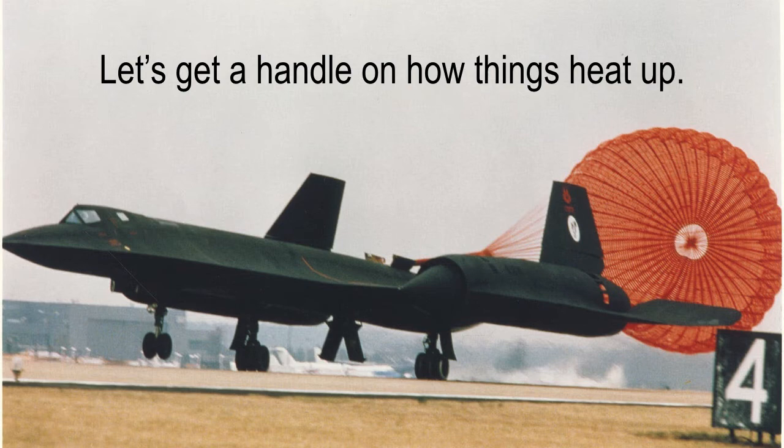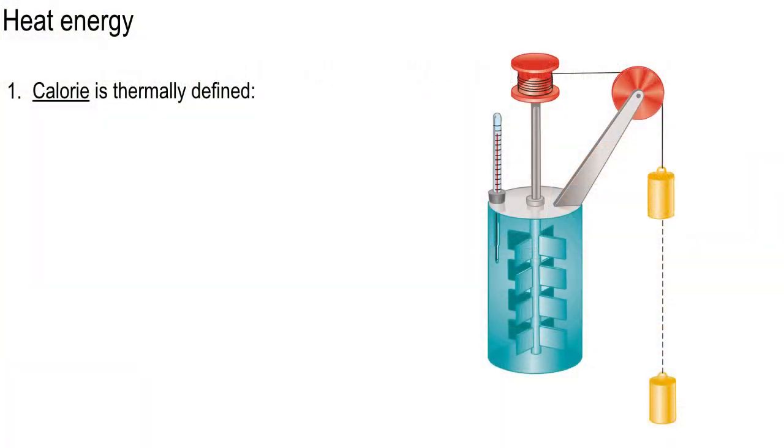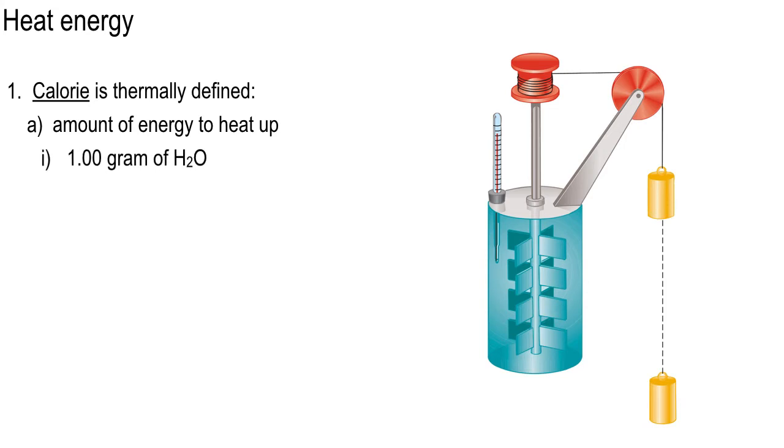Now, let's keep going. I want to talk about heat energy itself. The customary unit for talking about heat energy is the calorie. Now, we also use it for food, and I'll get to that in a few minutes. But a calorie is a unit of energy or work that's defined thermally. It's the amount of energy that it takes to heat up a gram of water that's in a liquid state from 14.5 degrees Celsius up to 15.5 degrees Celsius.